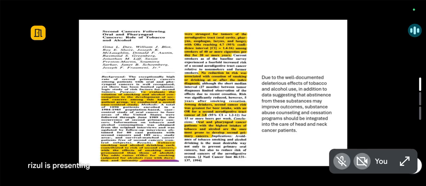It also showed specifically that among the drinkers, second cancer risk was higher for beer intake than other types of alcohol, with an odds ratio for second aerodigestive tract cancer of around 3.8. It also showed that there was no reduction in risk if there was cessation of smoking or drinking after or during the diagnosis. So basically, it concluded that oral and pharyngeal cancer patients with the highest intakes of tobacco and alcohol are the ones more prone to develop second primary cancers.